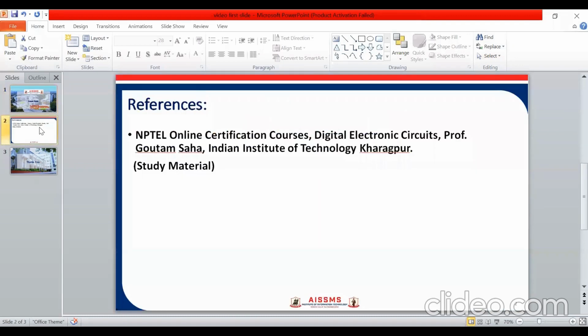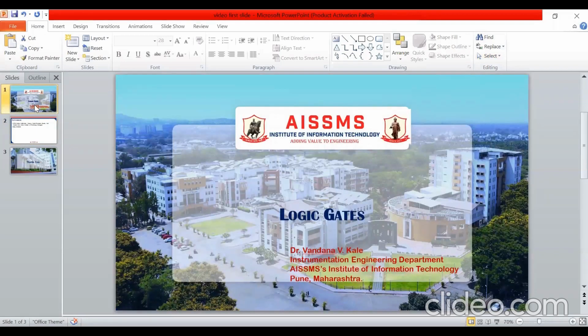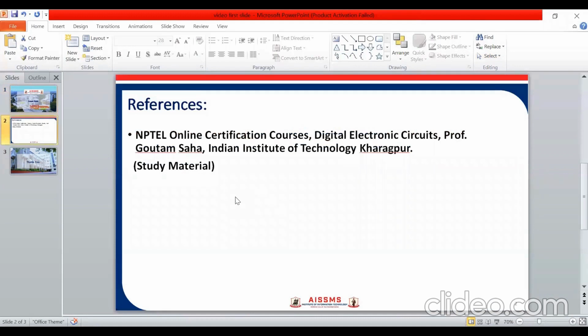In this session, we will discuss logic gates, their types, symbols, truth tables, and Boolean expressions. For this session, I have used the study material that is provided by NPTEL online certification course. The course is Digital Electronic Circuits by Professor Gautam Shah, Indian Institute of Technology, Kharagpur.